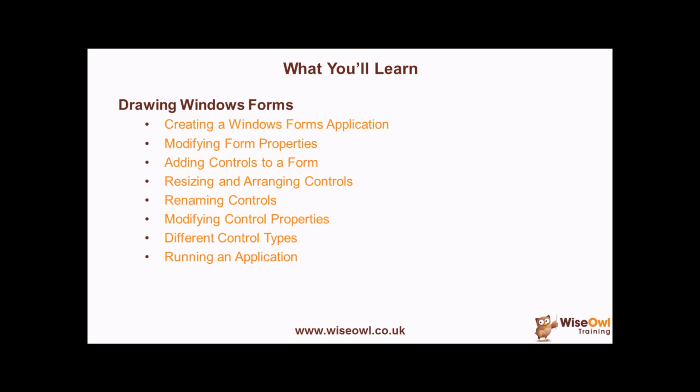We'll spend a little time talking about renaming controls and why it's an important idea to come up with a sensible naming convention, and then explain how to modify various control properties for various different control types. So we'll see things like text boxes and labels, numeric up and down controls, calendars and combo boxes. In the final part of the video we'll run our application to see the form running in real time to make sure that it looks and behaves sensibly according to the design.